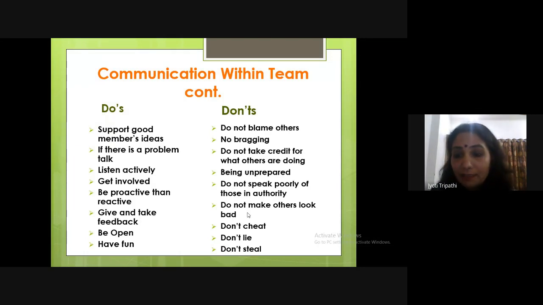Being unprepared, yes, very important. If we are unprepared, we are underconfident, and if we are underconfident, then we will try to pull others down. And if we try to pull others down, it becomes a chain, and it will make us unethical in our practices and lead towards the wrong conclusions. Now, do not speak poorly of your authorities. Do not make others look bad, and don't cheat others. Don't lie and steal.